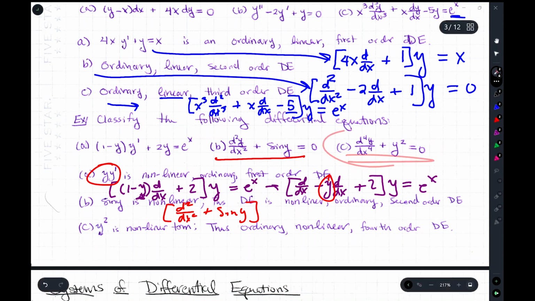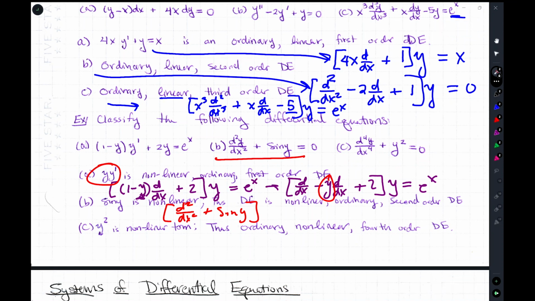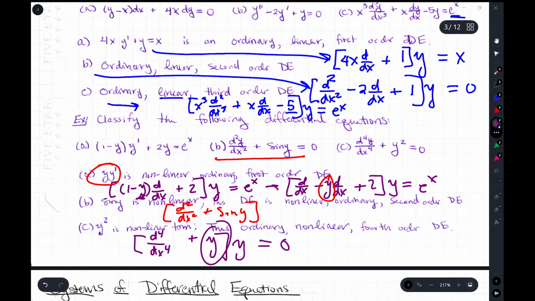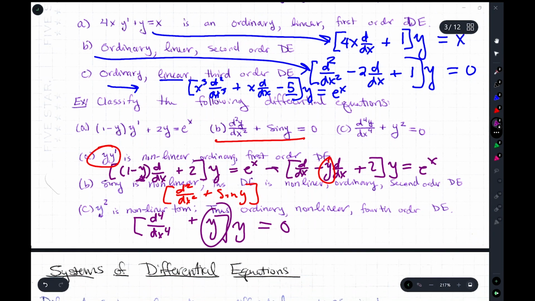And finally, this is nonlinear because of the y squared term. Again, if you tried to factor out a y, you would get d to the fourth dx to the fourth plus y, times y. So all of this, the left-hand side, is operating on this y, but we still have this y that we just can't get rid of. There's no way around that, okay? And so this is nonlinear. It's fourth order because the highest derivative is fourth order.